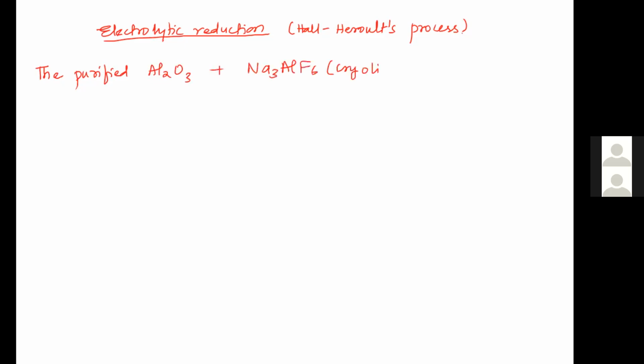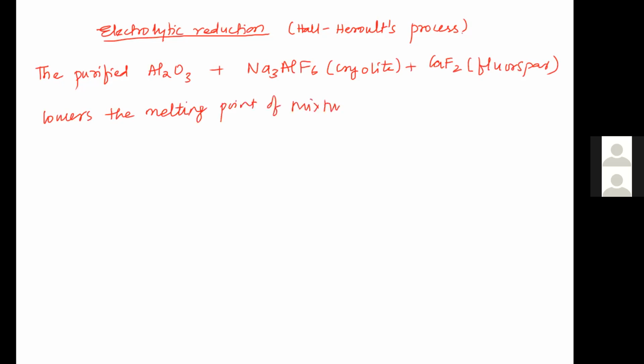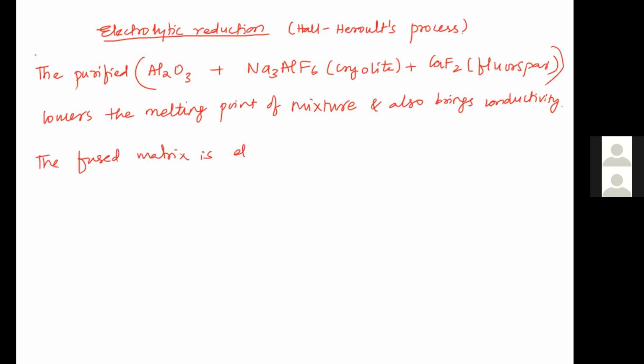Cryolite also mixed with calcium fluoride. This is called fluorspar. Why are we using these two? Because it helps in lowering the melting point of the mixture. It also brings the conductivity. So the whole fused mixture is electrolyzed.